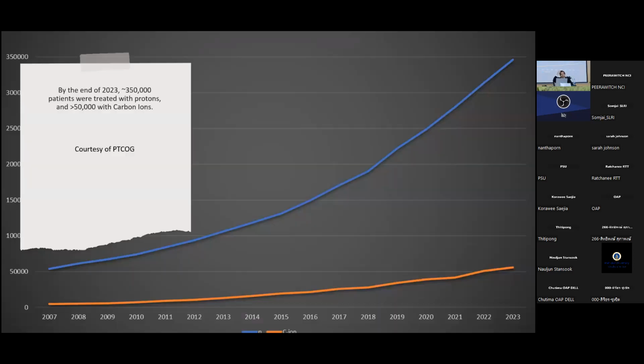Now, the number of patients that have been treated. By the end of 2023, at the end of last year, over 350,000 patients have been treated with proton therapy and over 50,000 patients with carbon ion therapies. So over 400,000 patients have had this type of particle treatment, and overall very positive outcomes.